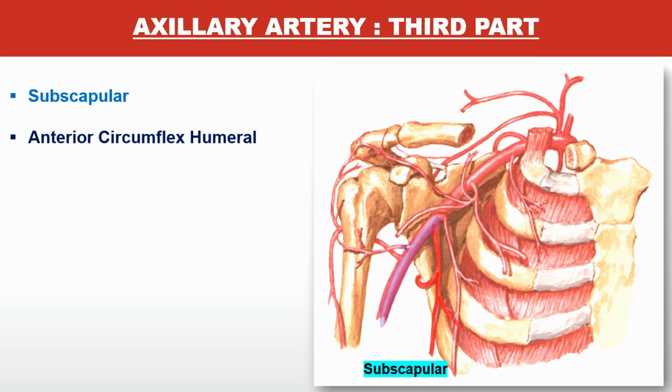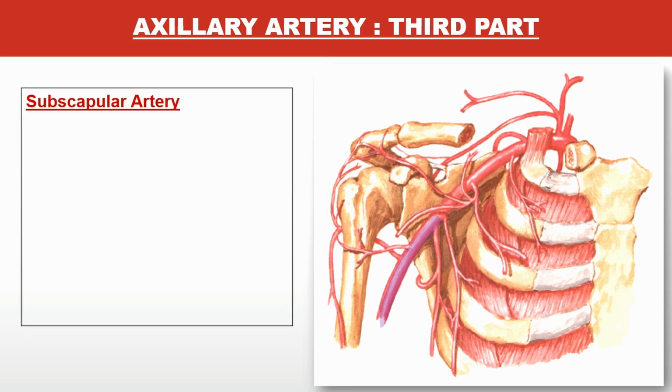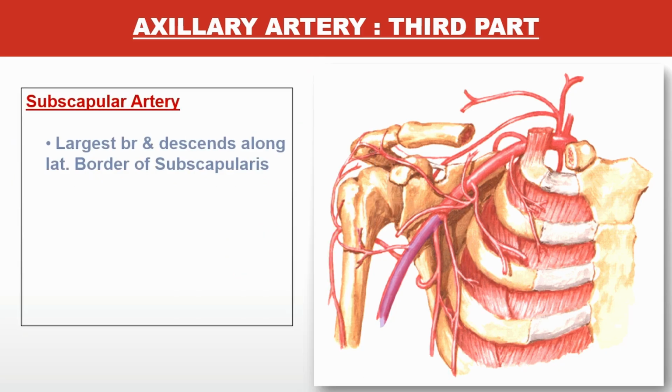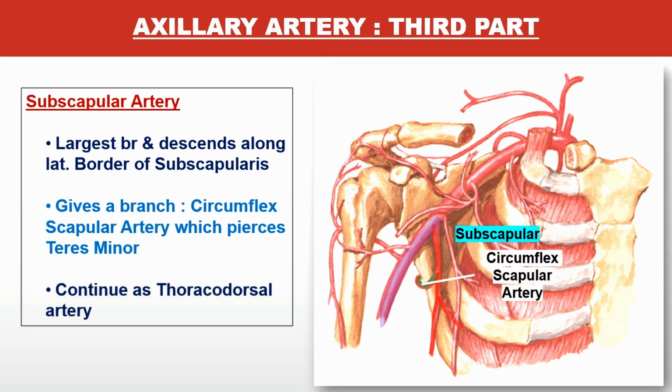We have an anterior circumflex humeral. We have a posterior circumflex humeral. Subscapular artery is descending along the subscapularis, which border? Lateral border. Gives a branch of circumflex scapular which pierces the teres minor. Further, it continues as the thoracodorsal artery.